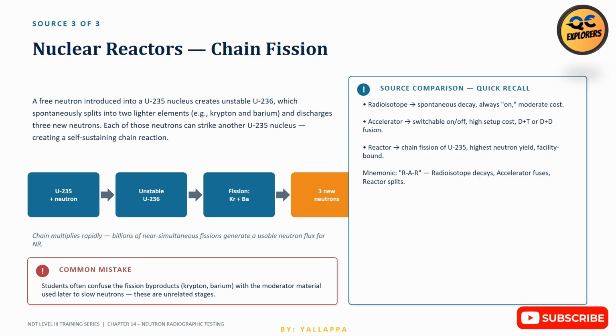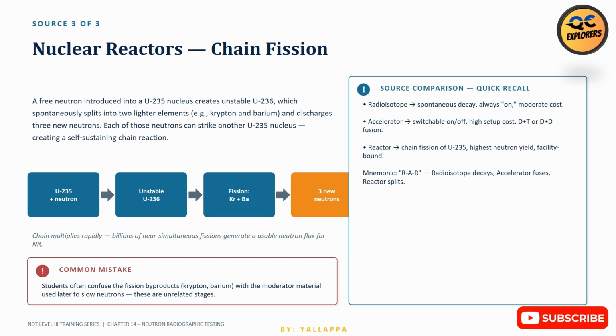Before we leave this slide, let's review all three neutron sources using a simple memory aid. Radioisotope produces neutrons through radioactive decay. Accelerator produces neutrons through fusion. Reactor produces neutrons through fission. A useful mnemonic is RAR. Radioisotope decays. Accelerator fuses. Reactor splits. If you remember those three words, you'll answer one of the most common neutron source questions correctly.